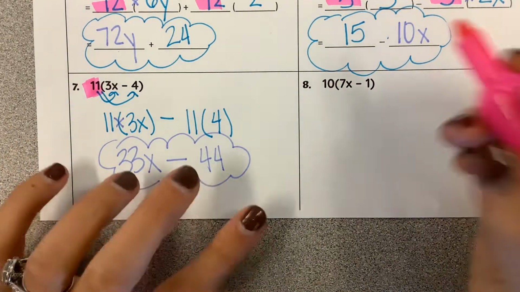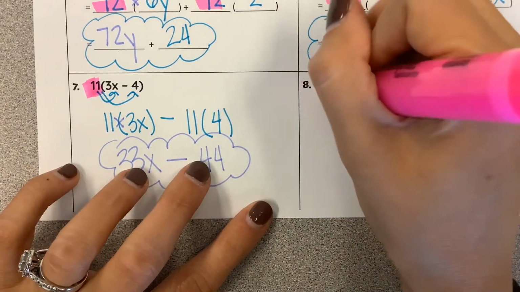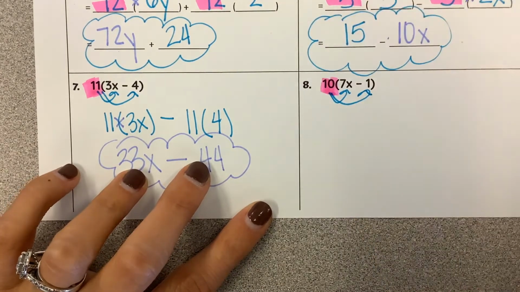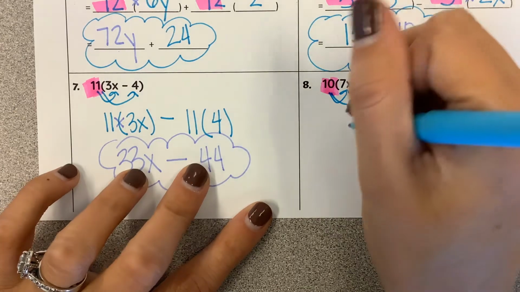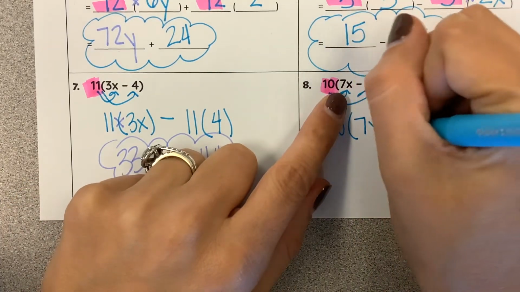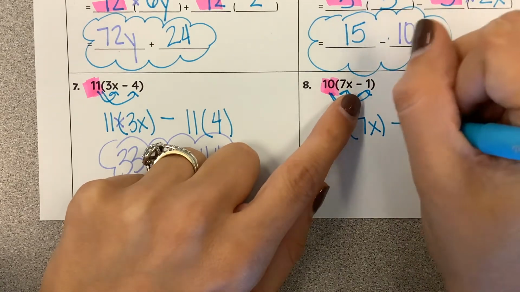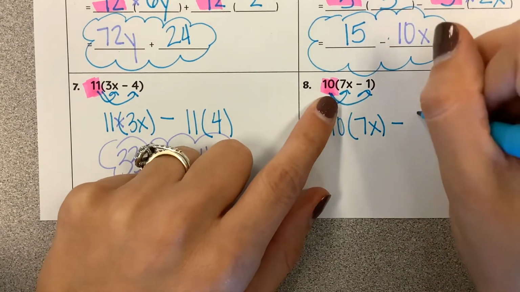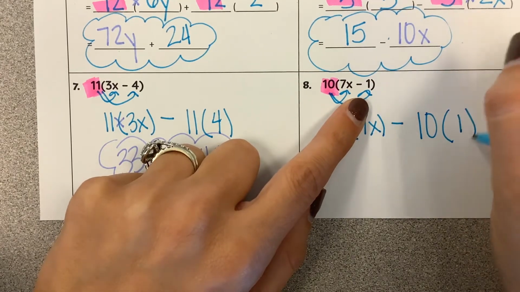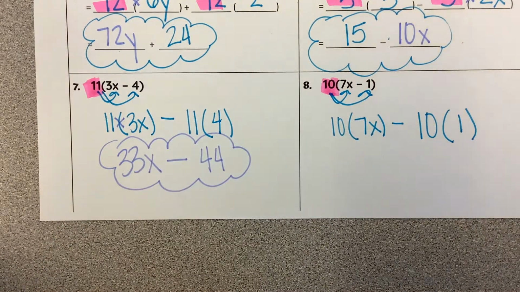And one more, highlighting the number on the outside, 10. I'm going to show that I'm distributing this to both terms on the inside. So I'm doing 10, and then in parentheses, I'm multiplying this by 7x. Bring down my minus. And then again, we're taking 10, we're multiplying it by the second term, which is 1.